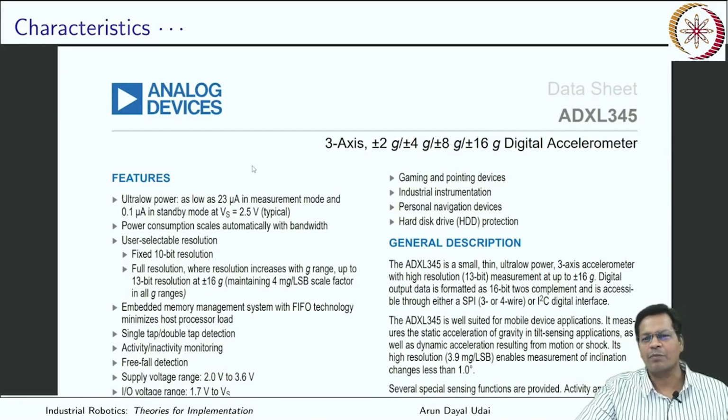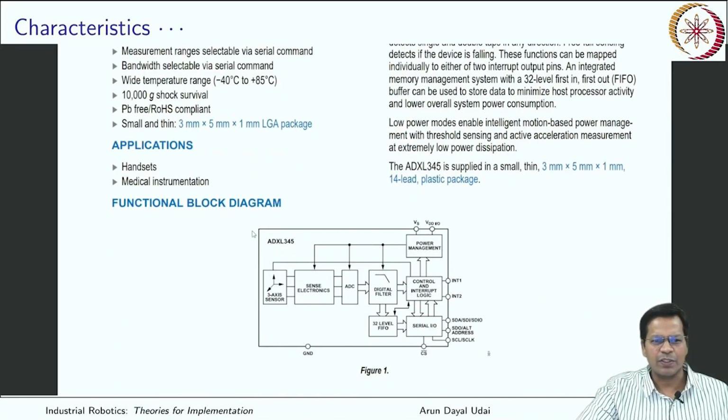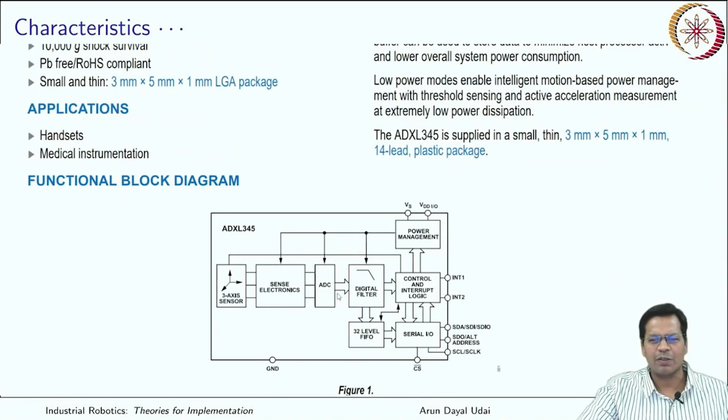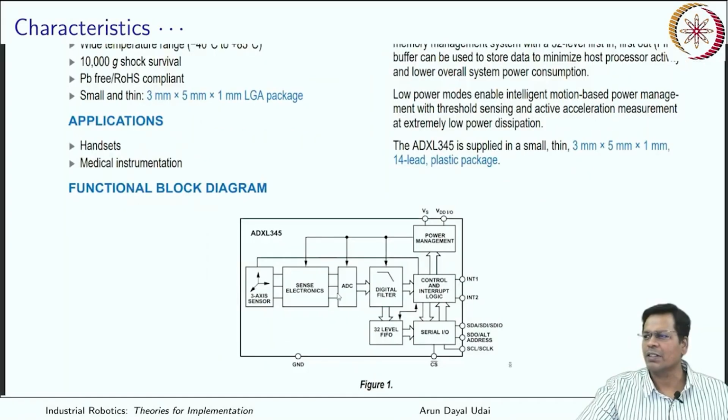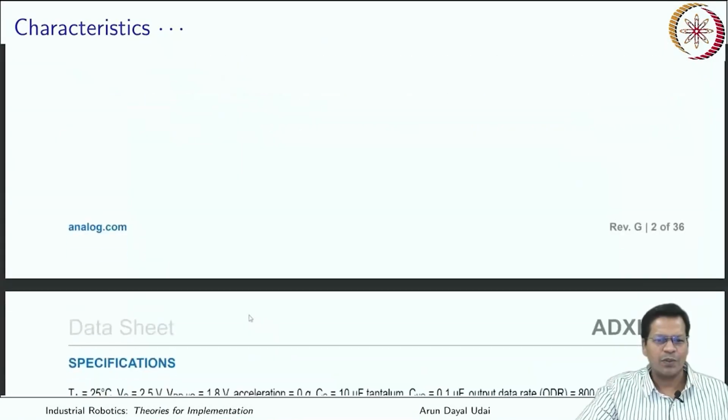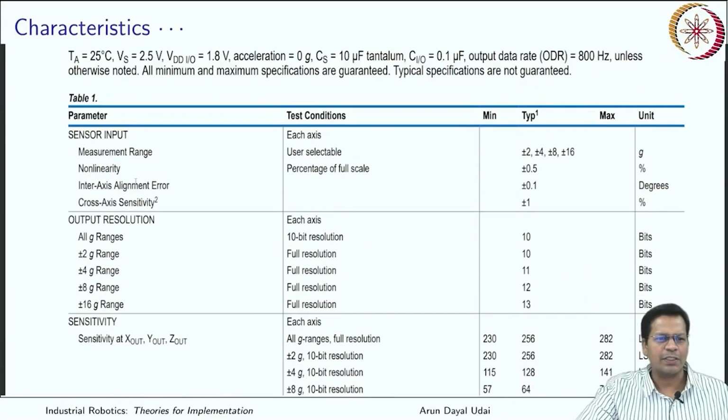This is for an accelerometer, ADXL345. So you see it can go up to 16 G of external acceleration. Okay, so let us just see the functional block diagram. It is exactly similar to the one which I discussed in the class also. So let us directly go to the parameter sensor input. So input can be 2G, 4G, plus minus 8G, plus minus 16G. So it can be used as a collision sensor also.